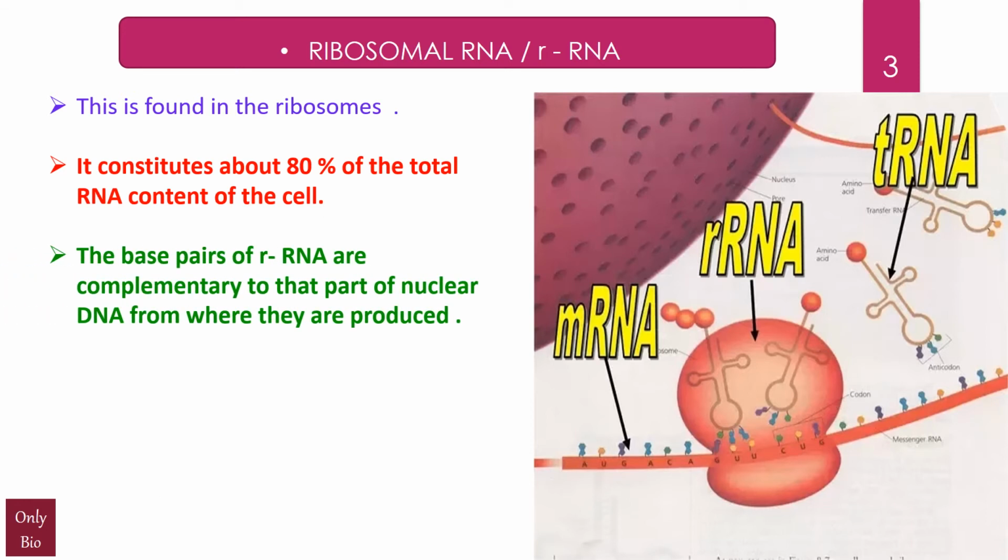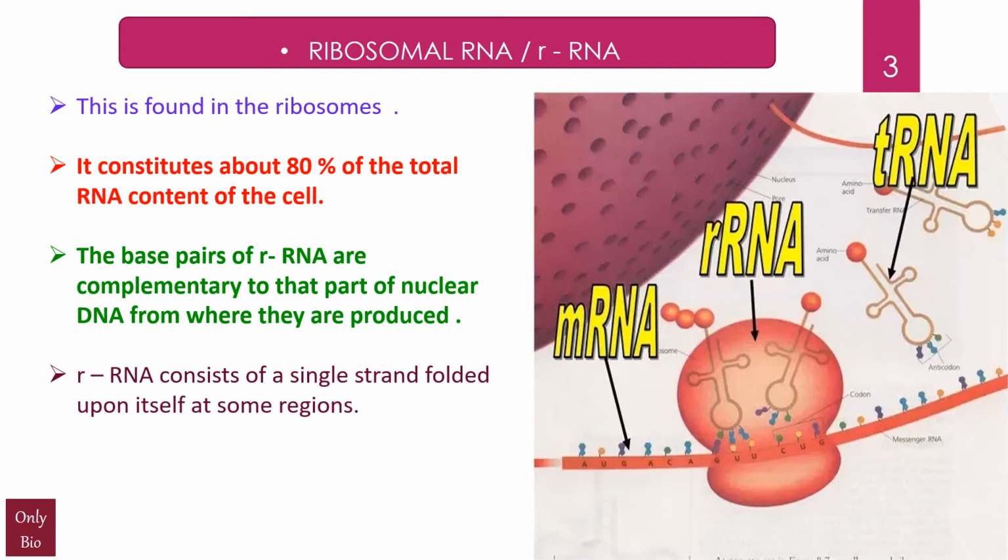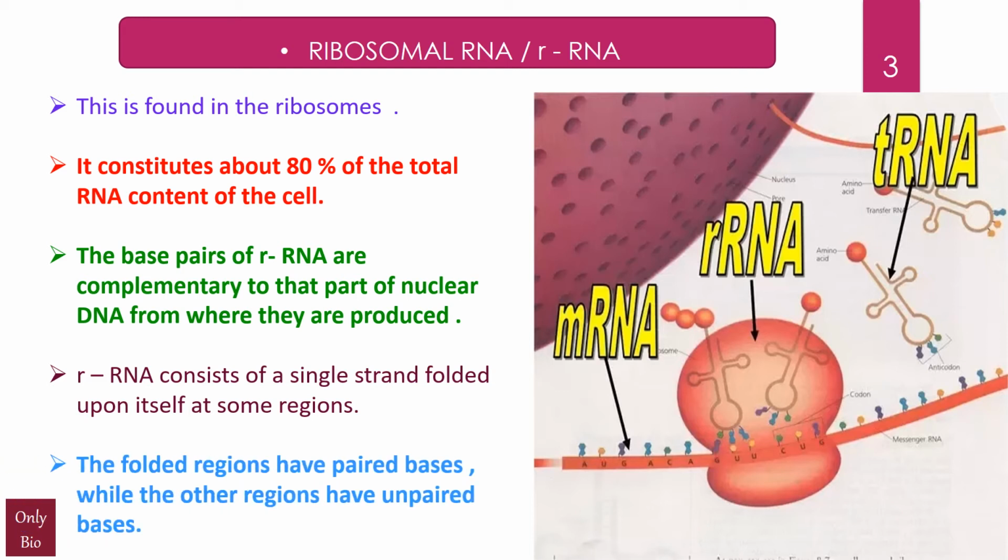The base pairs of rRNA are complementary to that part of nuclear DNA from where they are produced. Again, you have to remember, instead of thymine, what we would get is uracil, because this is RNA. rRNA consists of a single strand folded upon itself at some regions. The folded regions have paired bases.